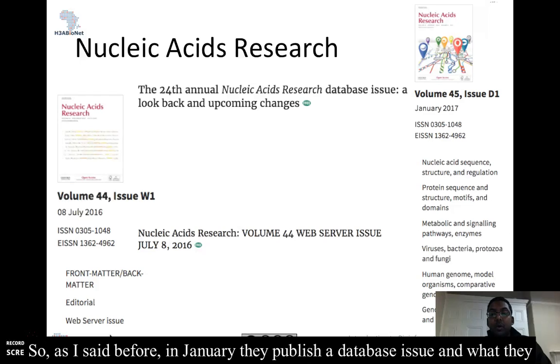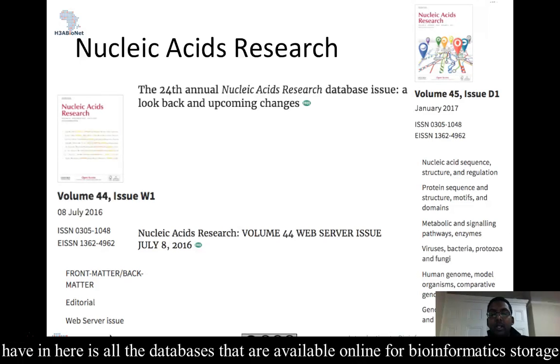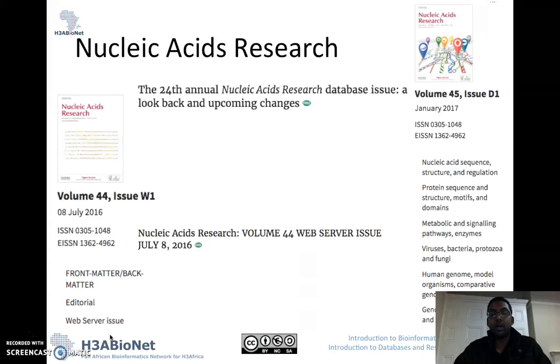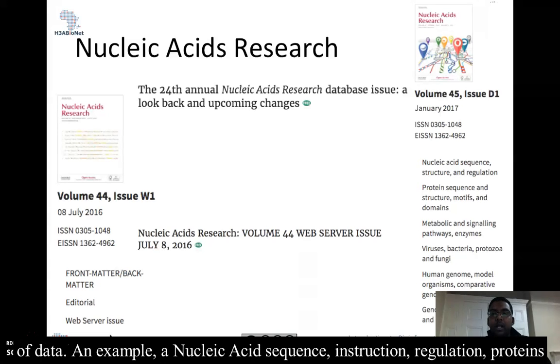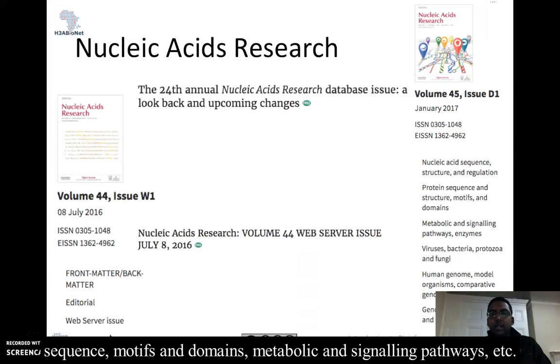So as I said before, in January they publish a database issue, and what they have in here is all the databases that are available online for bioinformatics storage of data. And what they do is they categorize all of them according to different types of data. So for example, nucleic acid sequence and structure and regulation, protein sequence, structure, motifs and domains, metabolic and signaling pathways, etc.